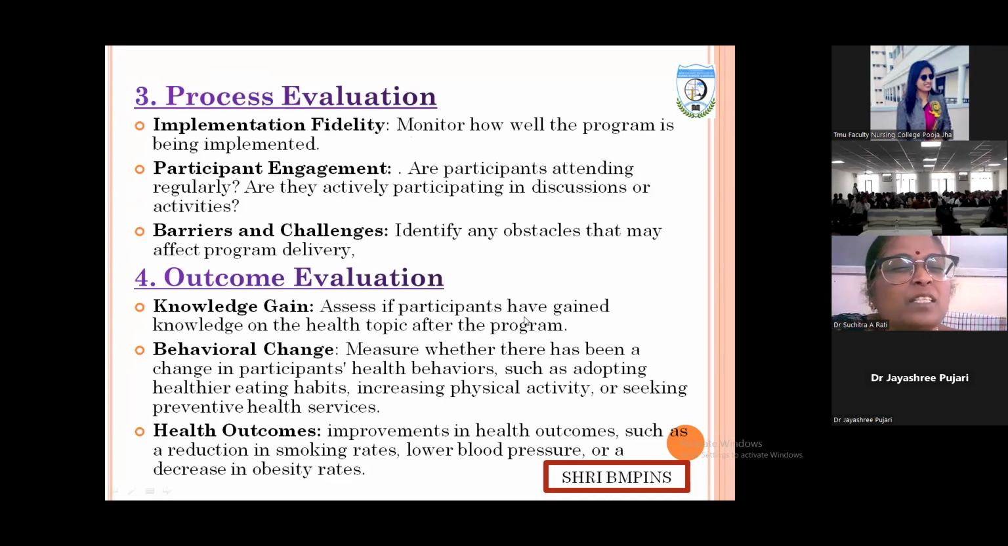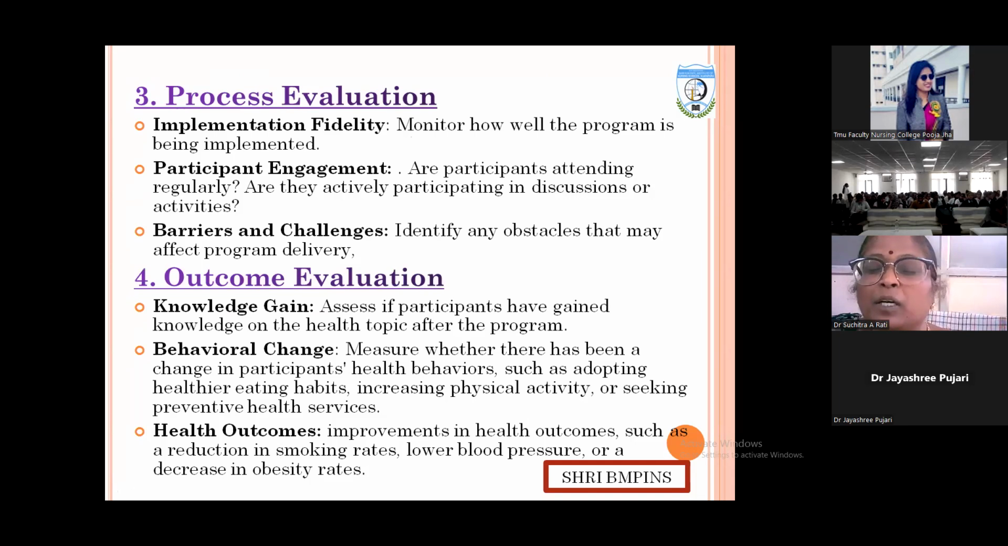Next, process evaluation. It includes implementation fidelity, like monitor how well the program is being implemented. That also has to be monitored. Otherwise, it is going to be a waste if you do it. So periodically, it has to be evaluated.